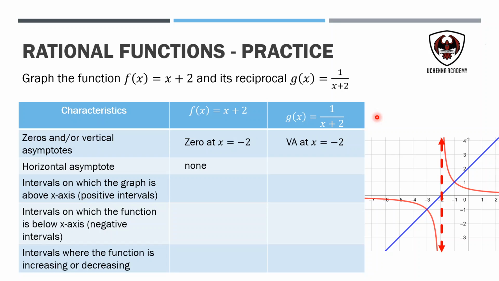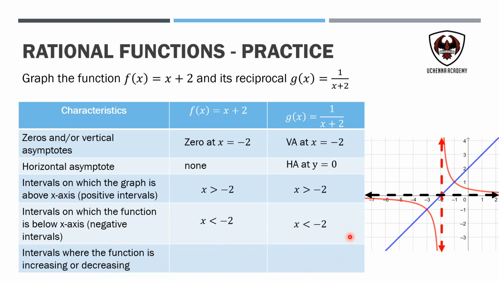Horizontal asymptote: the linear function doesn't have any. The reciprocal function will have a horizontal asymptote at y equals 0, and there it is drawn right here. Intervals in which the graph is above the x-axis are positive intervals for the original function. That happens when x is greater than -2, and you can tell that's when the original, the blue function, is above the x-axis. The reciprocal function actually has the exact same characteristic. When x is greater than -2, the function is above the x-axis. The next characteristic is when the function is below the x-axis, and that just happens when x is less than -2 in the first case, and also x is less than -2 for the reciprocal function.